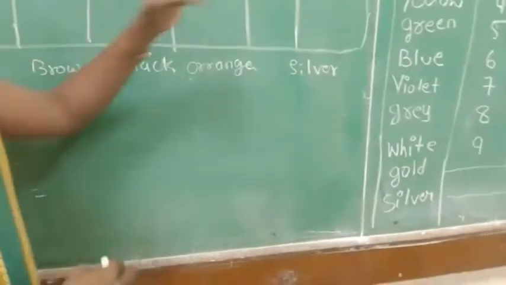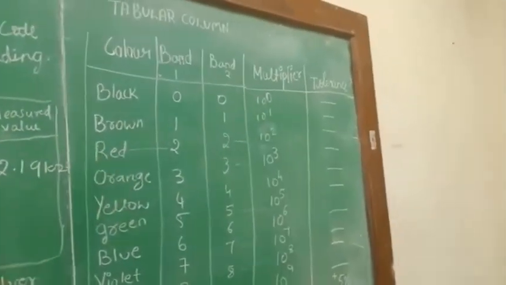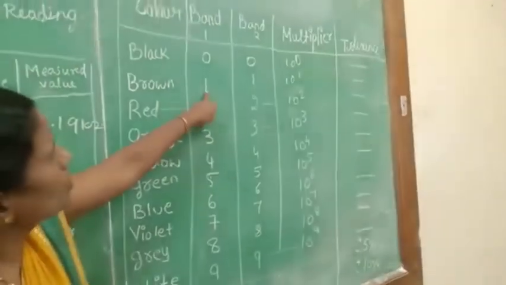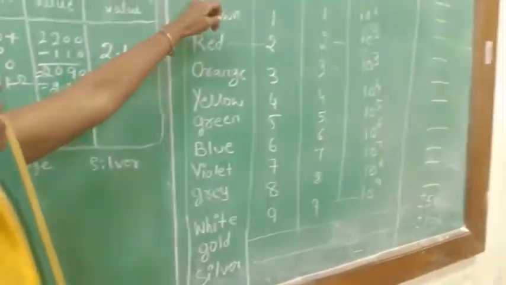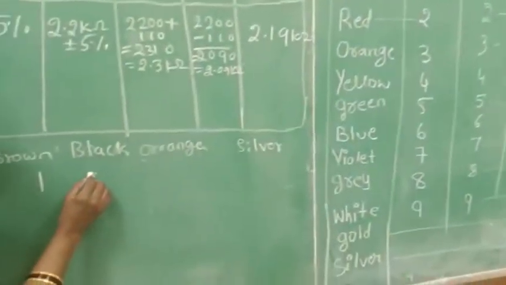Let us check it with the color code chart here. The first one is brown. What is the value for the brown? 1. So let us write 1 here. Next one is black. What is the value for black? Second band? 0. So write 0.